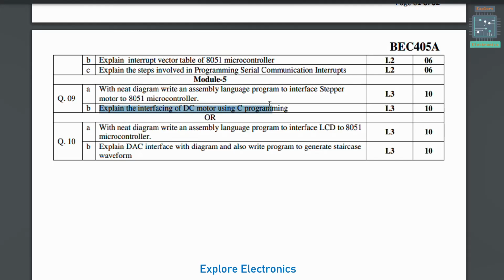Then interfacing of a DC motor using C programming. Then with a neat diagram, write an assembly language program to interface an LCD to the 8051 microcontroller. How to interface an LCD display. Then explain the DAC interface with a diagram and also write a program to generate a staircase waveform. This is to generate a waveform, a type of staircase waveform you need to generate.